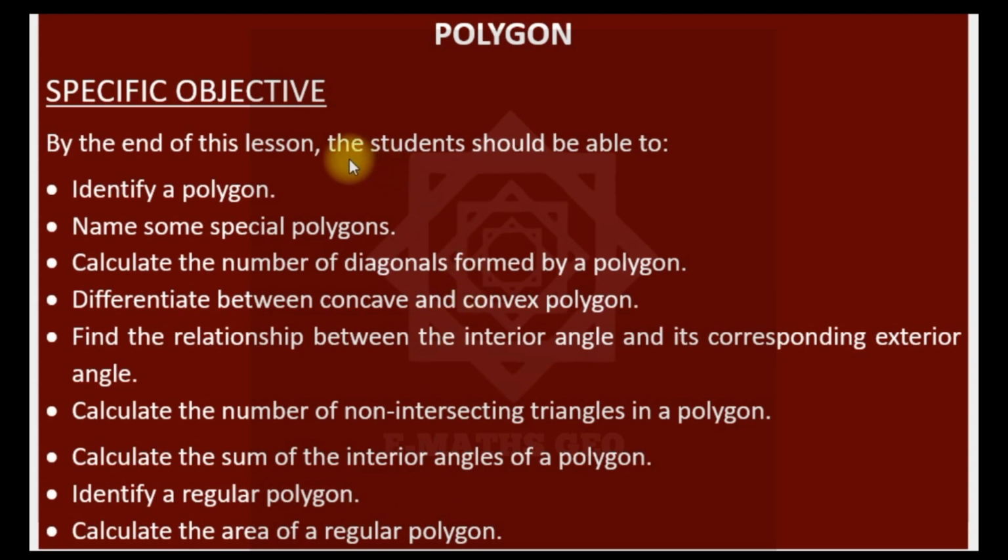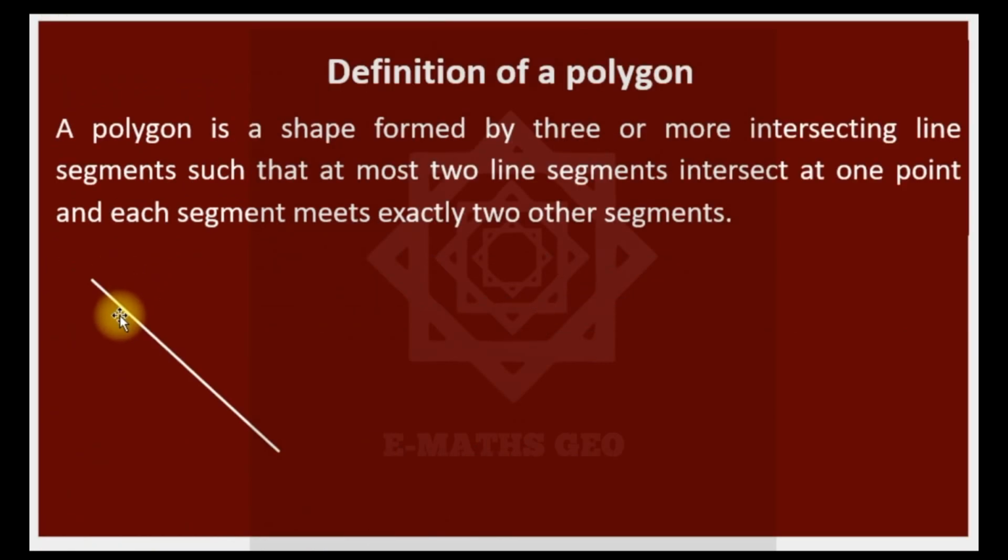So that's our specific objective. So let's start with the first one. Let's identify a polygon. So a polygon is a shape formed by three or more intersecting line segments, such that at most two line segments intersect at one point, and each segment meets exactly two other segments.